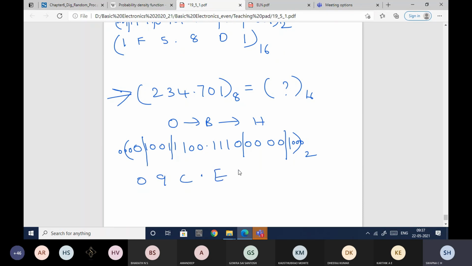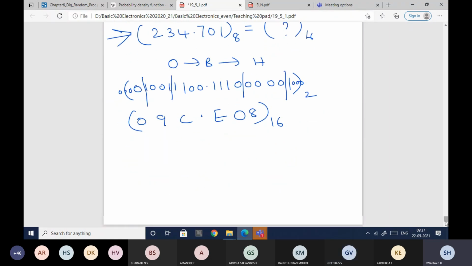Point E08. Okay, that's all. This is your base 16. Okay, hope this is clear to all of you. Is this clear to all of you? Yes, ma'am.